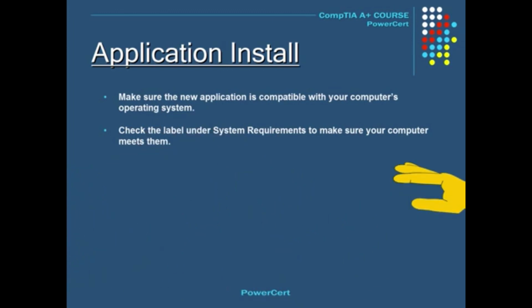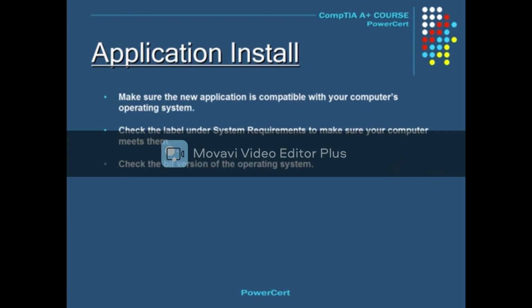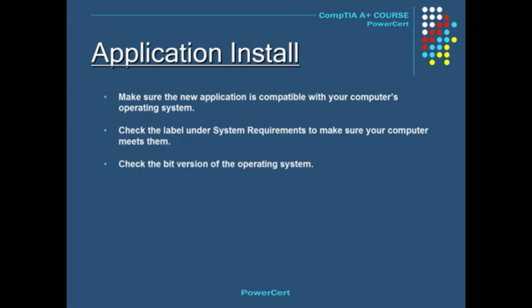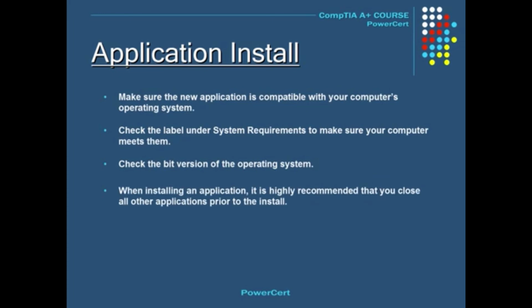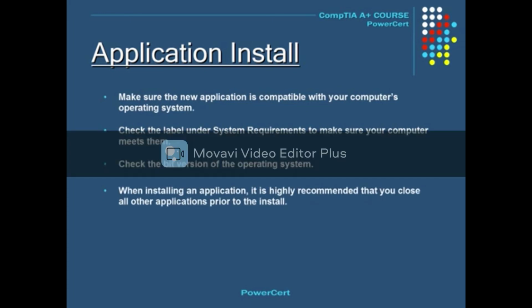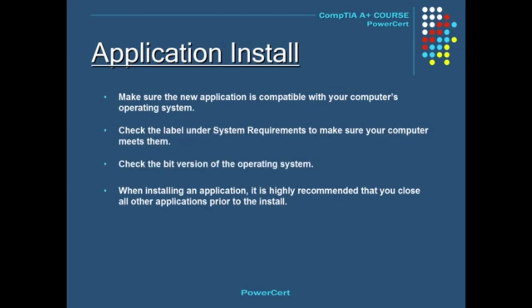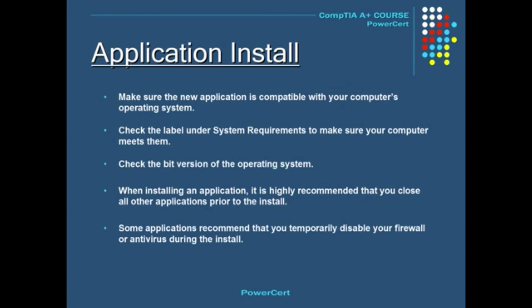Another thing to check is the bit version. Some programs may only work on a 32-bit operating system and not a 64-bit operating system. Another thing to look for is when you are going to install an application, it is highly recommended that you close all other applications prior to the installation. By doing this, you can avoid any potential problems that could happen, such as program conflicts during the installation process. And some applications recommend that you also temporarily disable your firewall or your antivirus during the install.